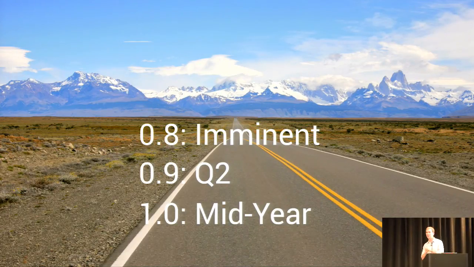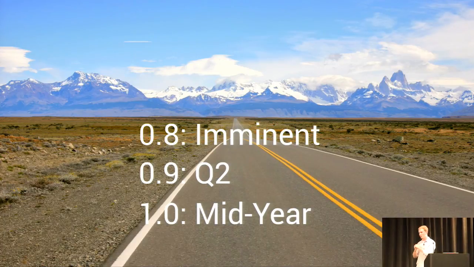0.9 we're hoping to get out by Q2, which will be a true beta, like a true Google beta, that you can try and play with, actually building really cool things with it. The changes from 0.8 to 0.9 will likely not be nearly as significant as 0.5 to 0.8. And then finally, the production-ready 1.0, we've slated for around mid-year.